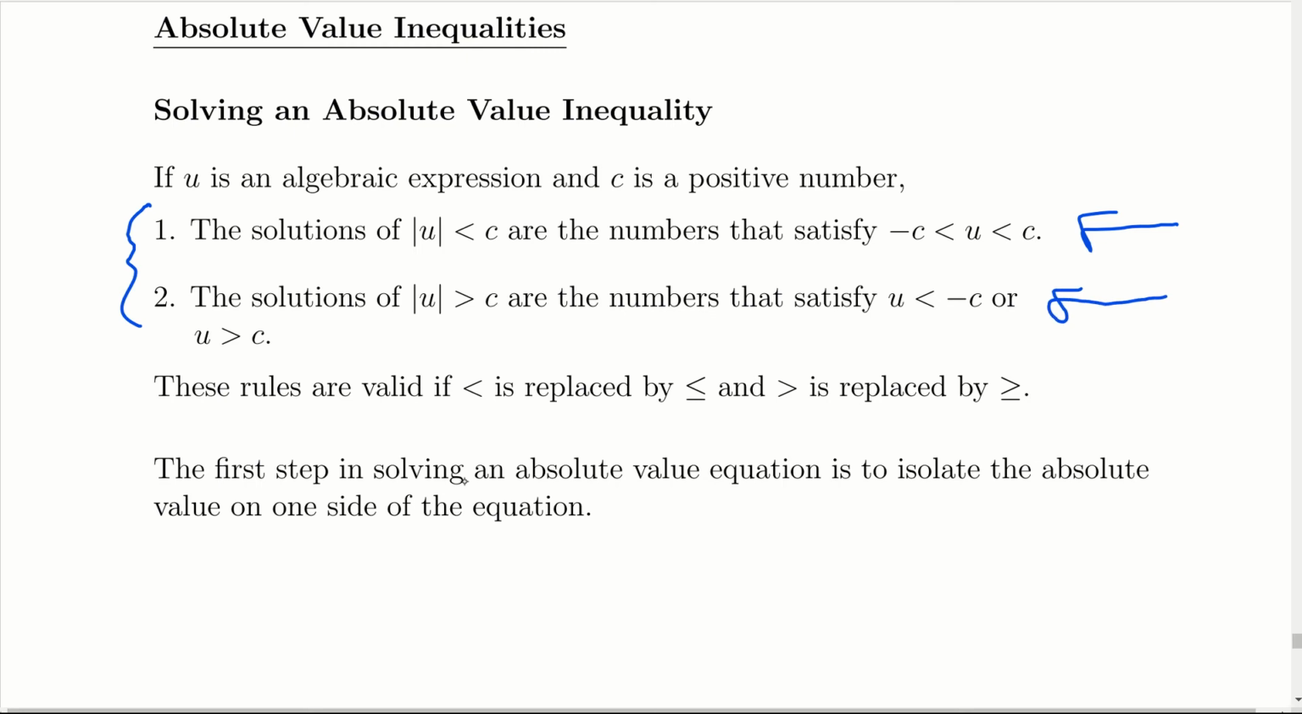If it's the absolute value of u less than c, then we can form the compound inequality -c is less than u is less than +c. If it's an absolute value inequality of the form absolute value of u is greater than c, then we have to form two disjoint inequalities. The first one is u is less than -c, or u is greater than +c.